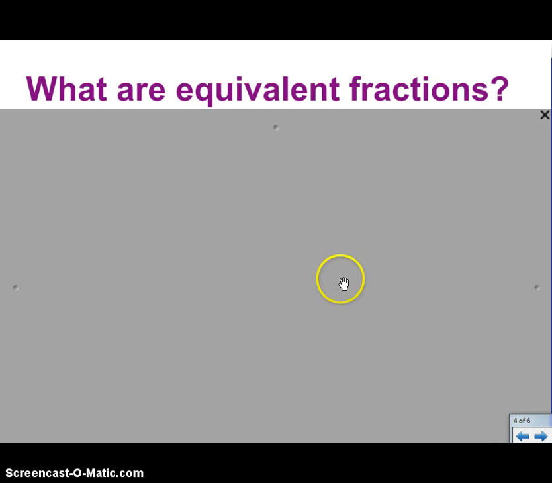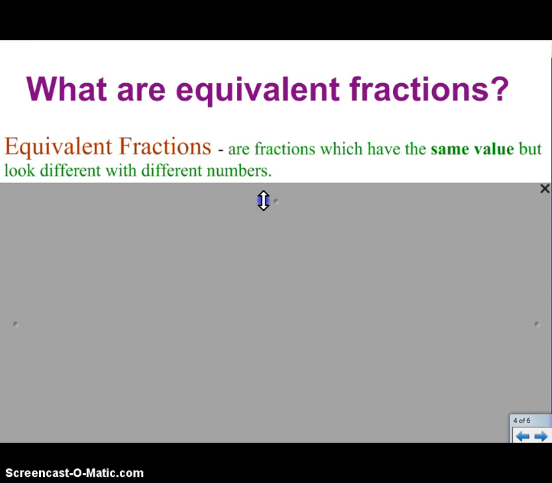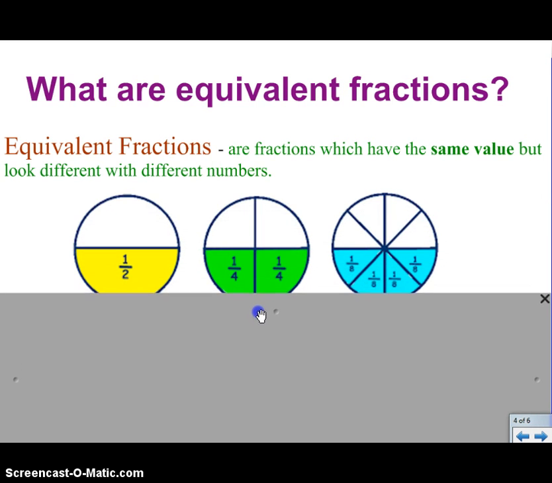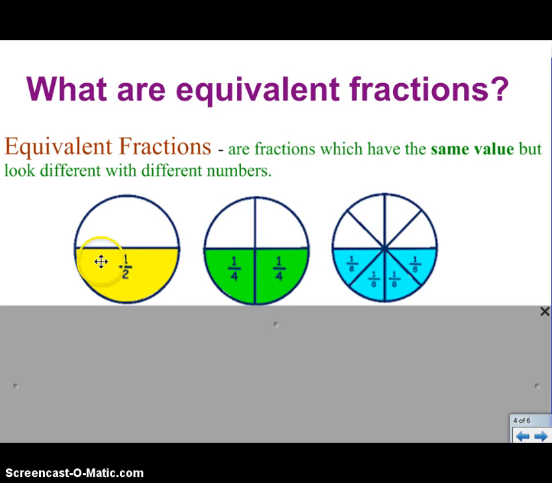What are equivalent fractions? Well, looking at the word equivalent, hopefully you've noticed the root of the word equal. And this part sounds very much like value. In fact, equivalent fractions are fractions that have the same value but look different with different numbers. Looking at our pie charts right here, we see that 1/2, 2/4, and 4/8 each represent the same amount. They're each showing half of the circle.